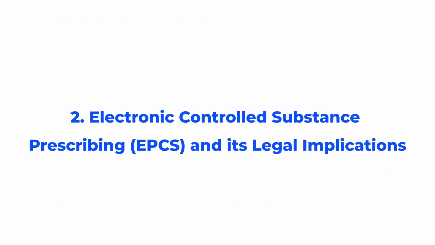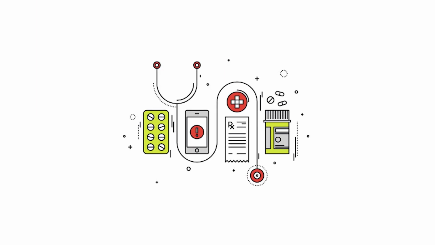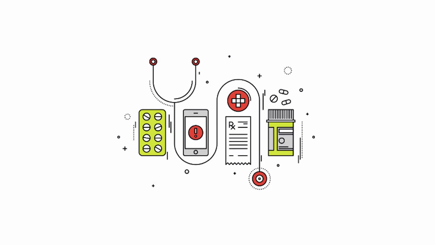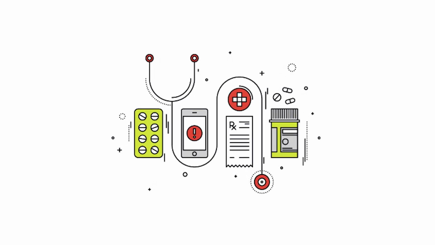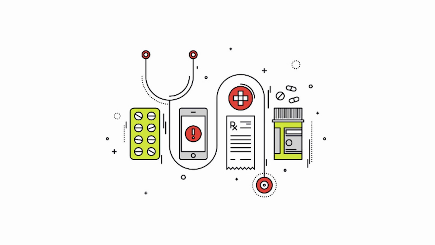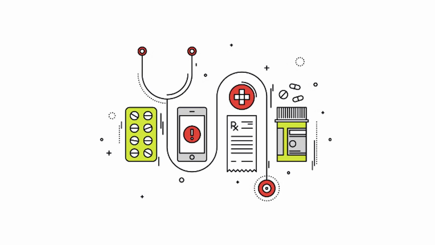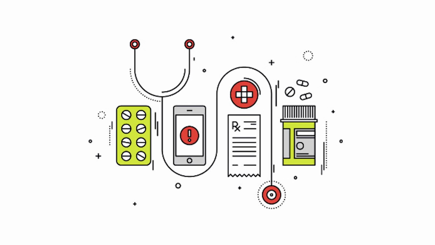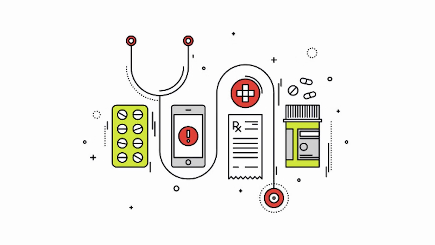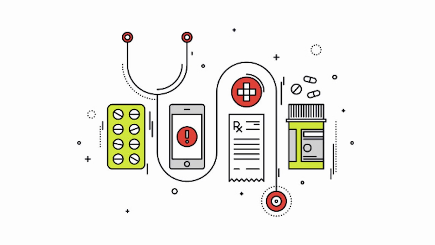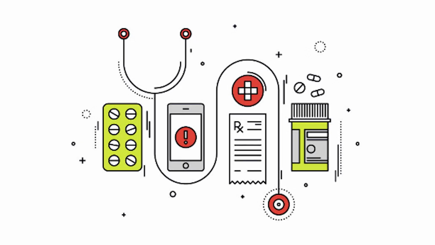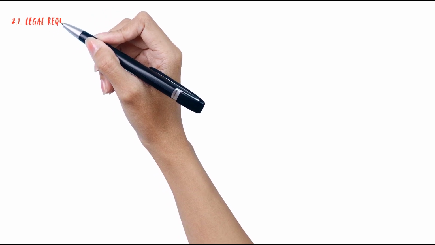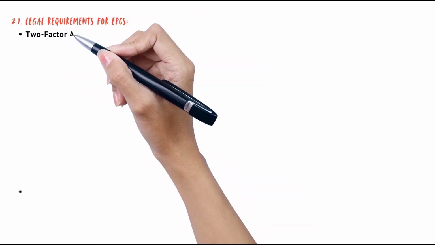2. Electronic Controlled Substance Prescribing, EPCS, and its legal implications. The prescription of controlled substances, such as narcotics and stimulants, presents unique legal and regulatory challenges due to the potential for abuse and diversion. The Electronic Controlled Substance Prescribing (EPCS) regulation, issued by the DEA, was a significant step toward allowing the electronic prescription of controlled substances while ensuring the prevention of misuse. 2.1. Legal requirements for EPCS.